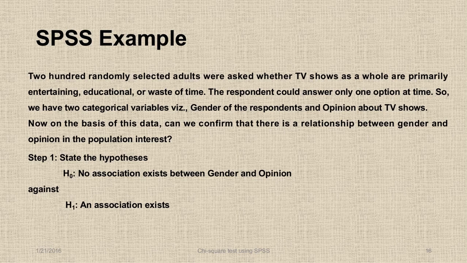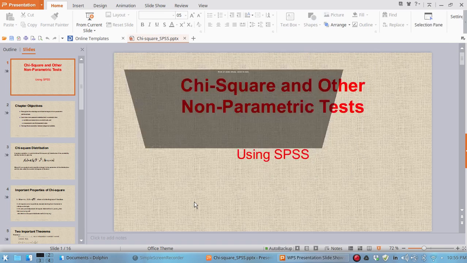So we have two categorical variables: gender of the respondent and opinion about the TV shows. On the basis of this data we can examine whether there is a relationship between gender of the respondent and their opinion about TV shows. So we frame the hypothesis as H0, no association between gender and opinion, against there is some association between gender and opinion. Now look at the actual data.